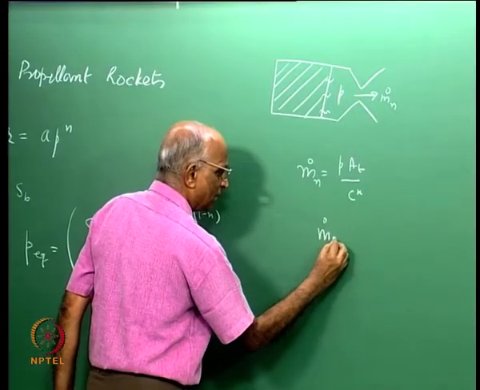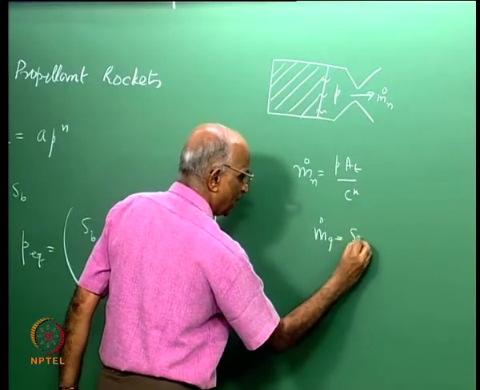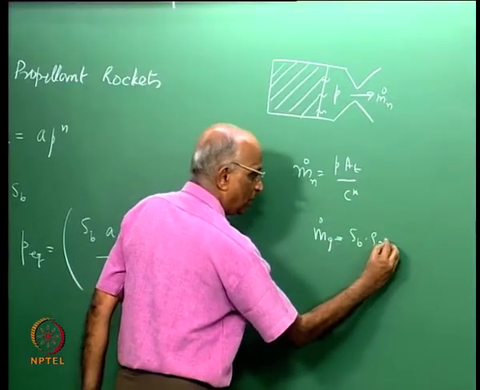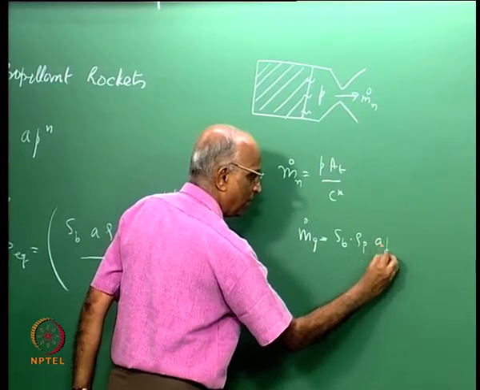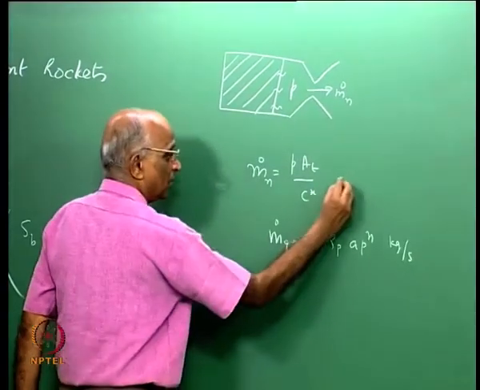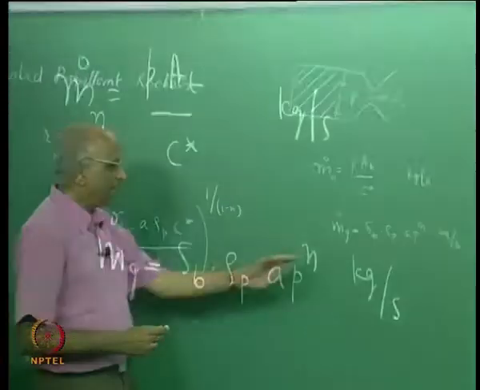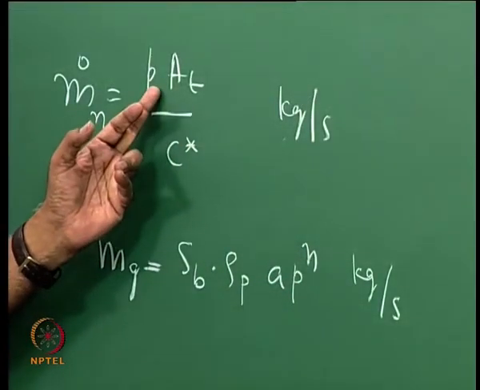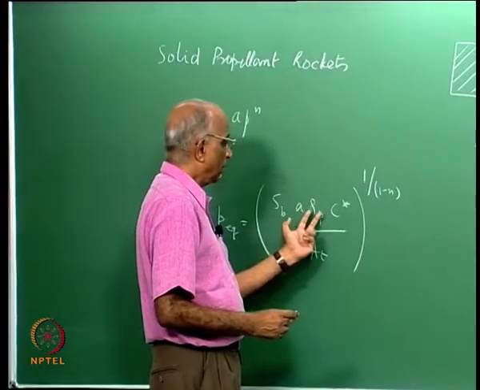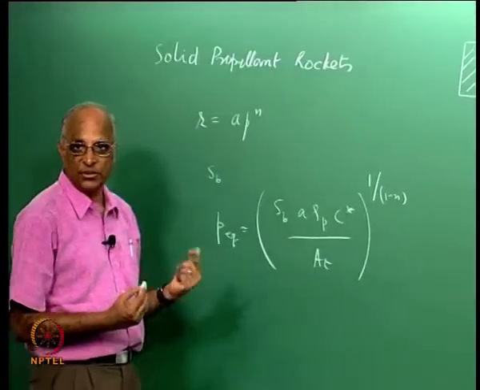We got that as equal to Sb into the propellant density rho p into the burn rate r, which is equal to aP^n, so much kilograms per second. This is so much kilograms per second. We equated the two, and then when I take P over here, I get 1 minus n, I get Sb a rho p into C star divided by At, and this is the equilibrium pressure.